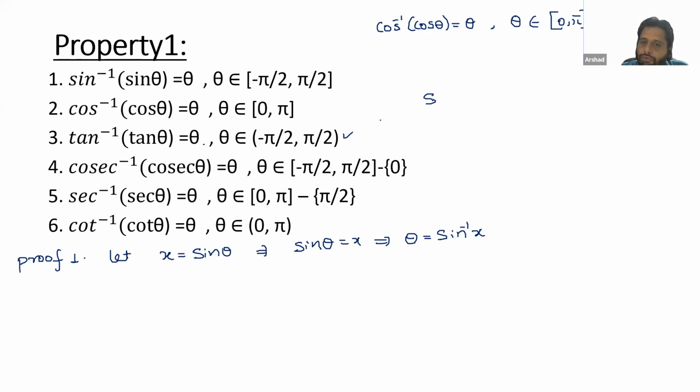Please don't get confused with sine x whole inverse. This is a different thing. This means 1 by sine x. Sine x to the power minus 1 is 1 by sine x. Here it is sine inverse x. This is a different thing. So you get theta is equal to sine inverse x. Now, here in place of x, you can put again the same value.